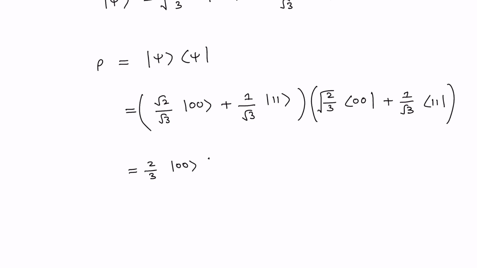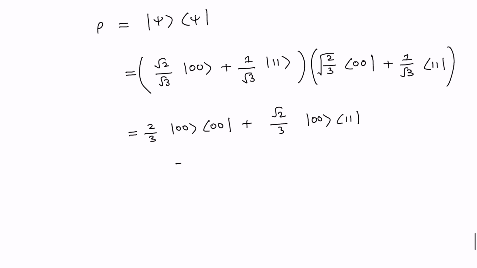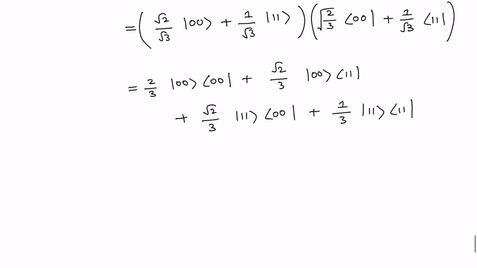If I open it up, I am going to get terms like this: 2/3 ket 00 bra 00, plus root 2 by 3 ket 00 bra 11, and the third term is going to give me again root 2 by 3 ket 11 bra 00, and the final term would be 1 by 3 ket 11 bra 11. Now you just note down the coefficients.